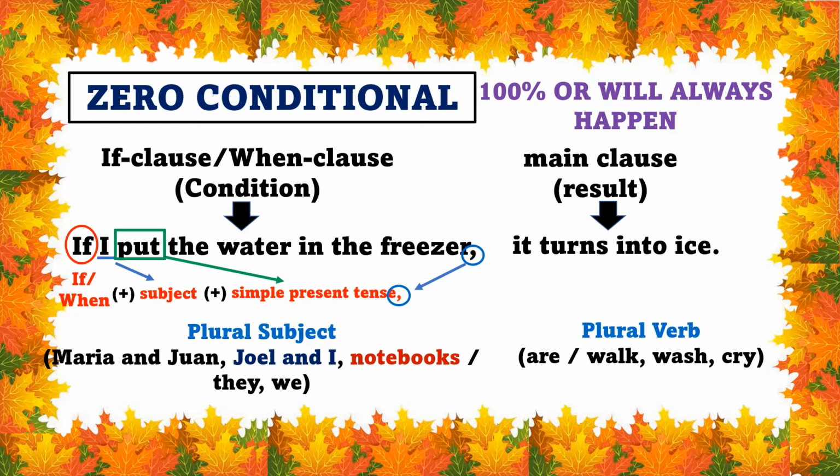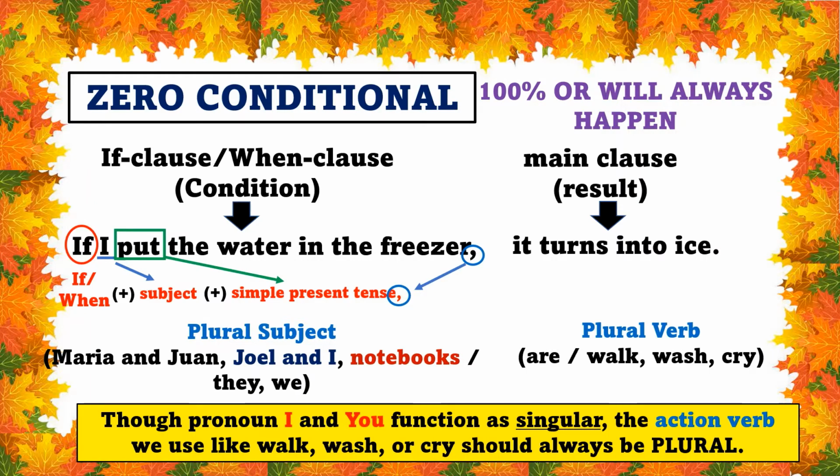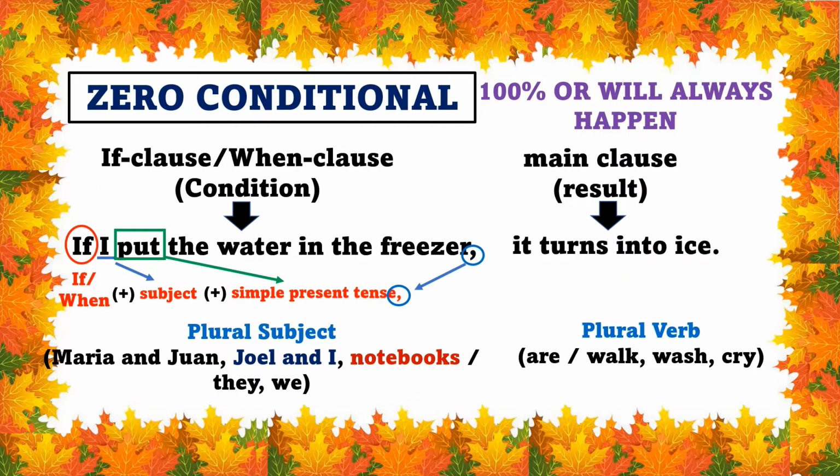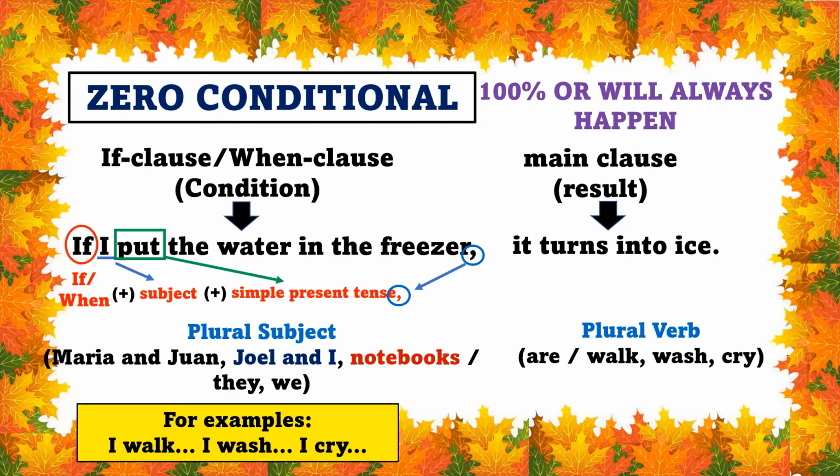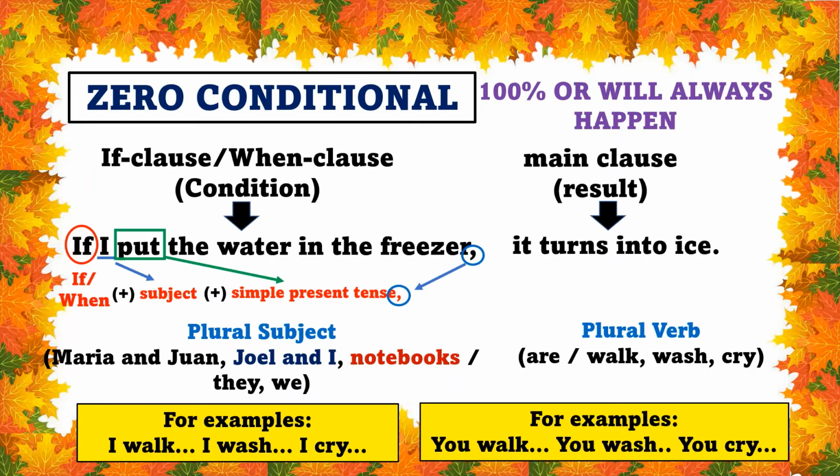Now there is an exemption. Though the pronouns I and you function as singular, the action verbs we use like walk, wash, or cry should always be plural. For examples, I walk, I wash, I cry. Or you walk, you wash, you cry.